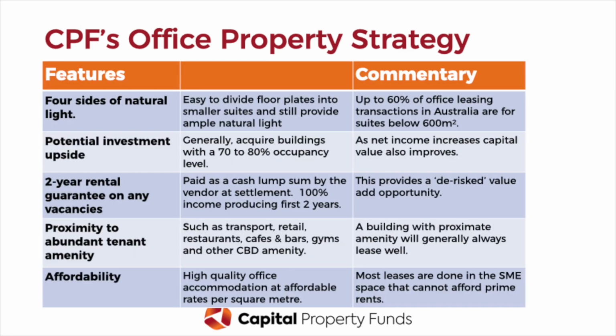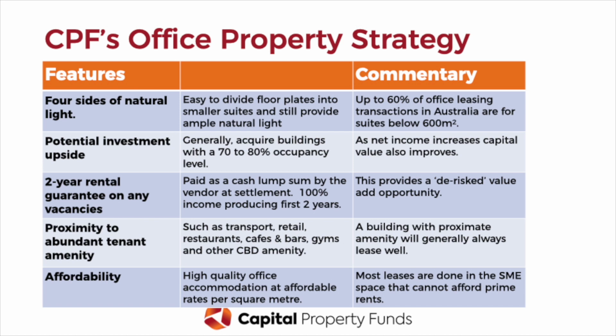So just to recap on some of the things I was talking about, every building that we've ever bought has 4 sides of natural light, so you can walk around the building in its entirety. The reason we like that is there's a lot of amenity, but also you can easily subdivide the floors into smaller suites. And as I mentioned before, most leases in Australia are done in that 600 square metre space and below. We always acquire a building with an occupancy of between 70 to 80%.